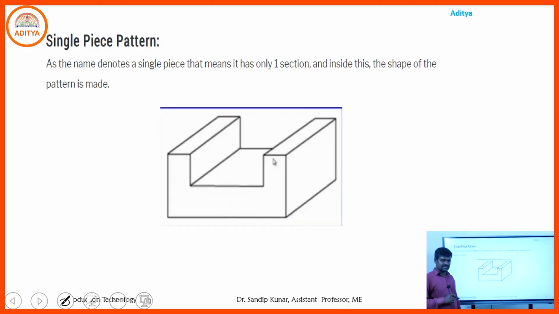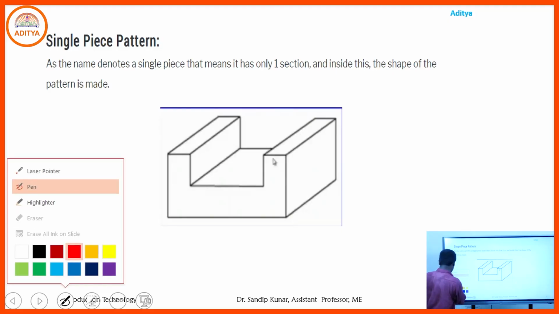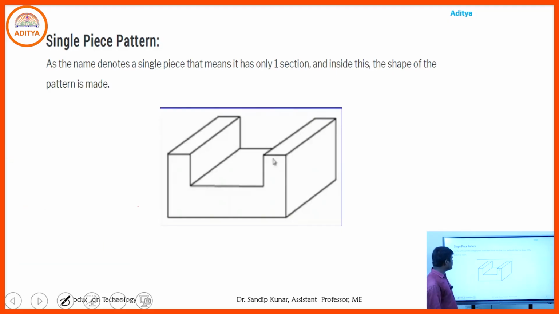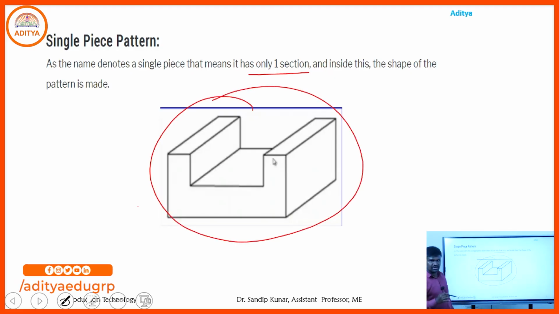First, the single piece pattern. A single piece pattern has only one member, one section, and the shape of the pattern is made as a single piece. Not two pieces; only one piece is used as a pattern for preparing any type of shape. That is called the single piece pattern.